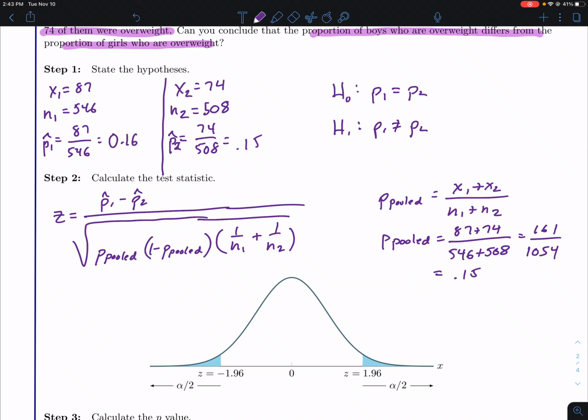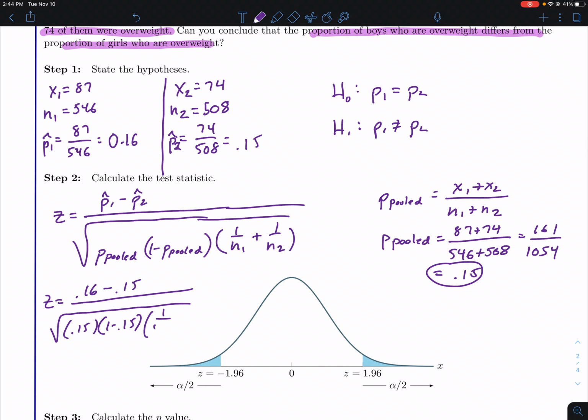So, all right. Now it's time to plug everything into our z-score now that we've got our P pooled. So in this case, we've got z equals P1, which is 0.16, minus P2, which is 0.15, divided by the square root of 0.15 times 1 minus 0.15 times 1 over 546 plus 1 over 508 in this case. Alrighty.